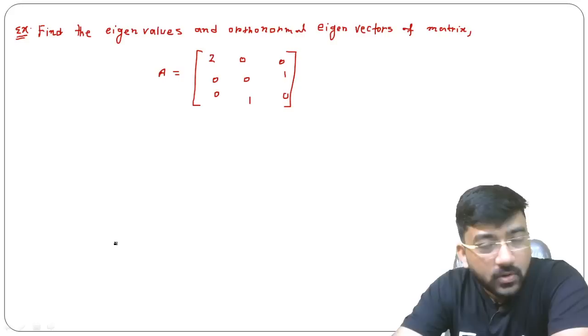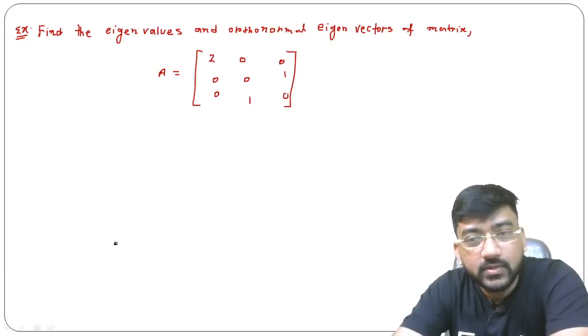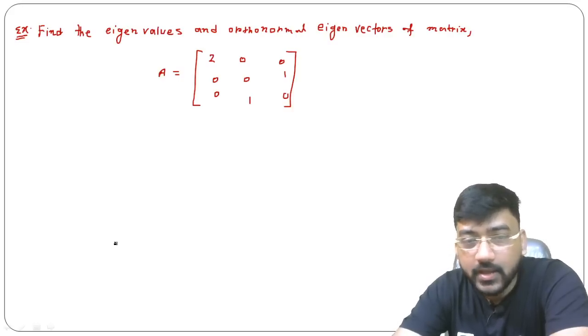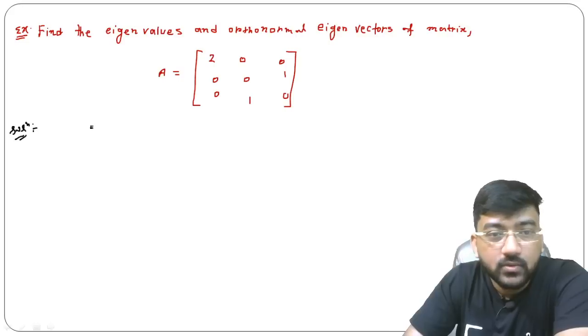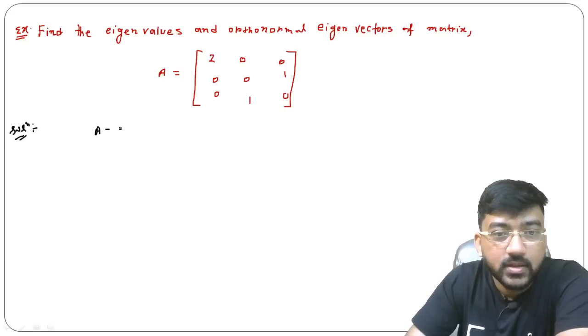So let me discuss this problem. We have to find the eigenvalues and the eigenvectors corresponding to this matrix A. Let us first find the eigenvalues, and for eigenvalues we have to solve the characteristic equation, that is, determinant of A minus lambda I is equal to 0.